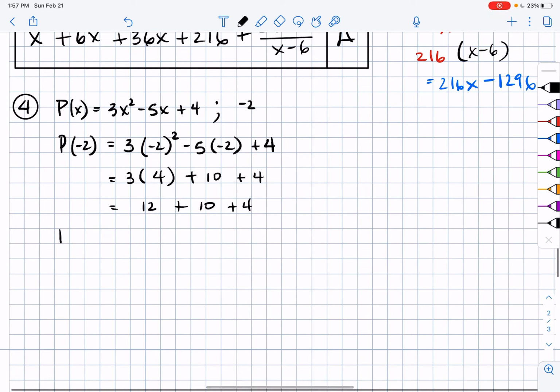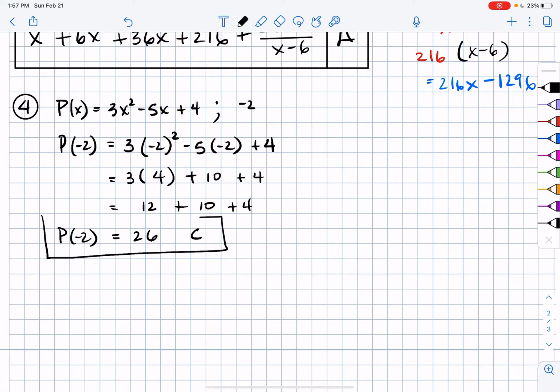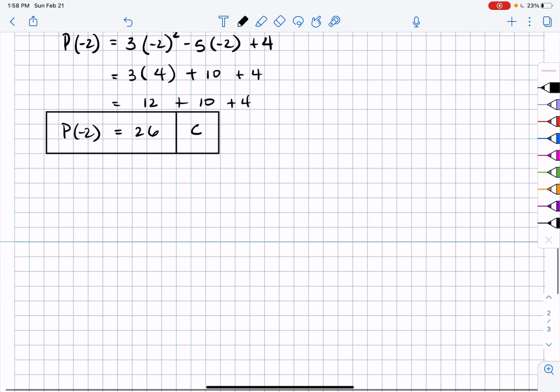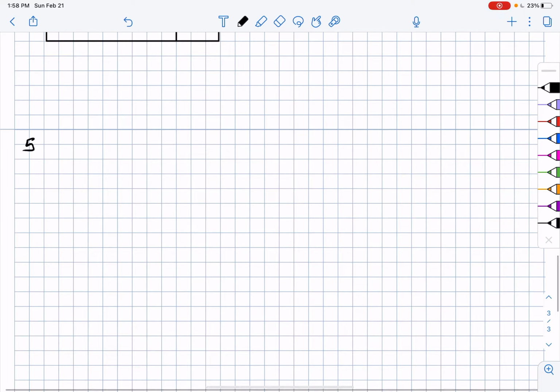So P of negative 2 is going to equal 26, which is choice C. And there we go. Okay, so number 5. All right, number 5. Oh, look at that.